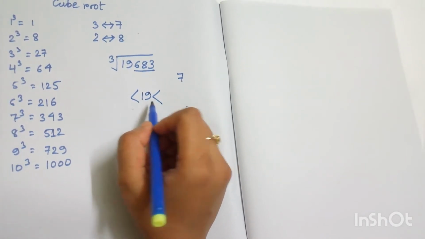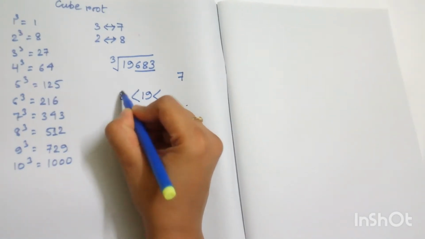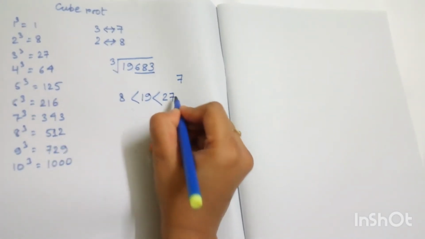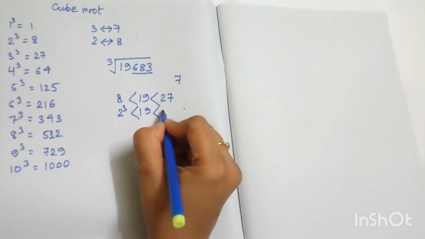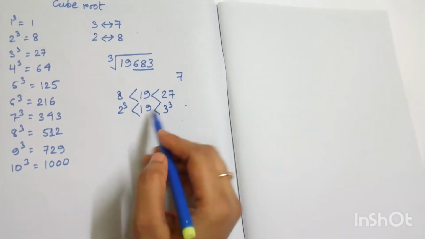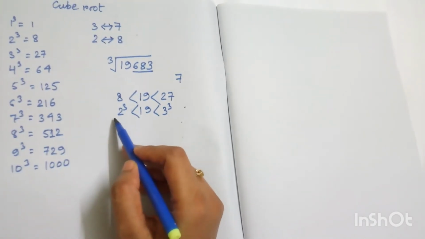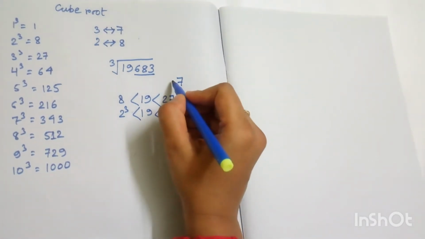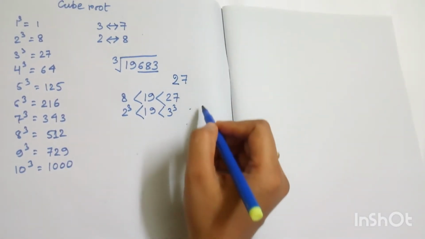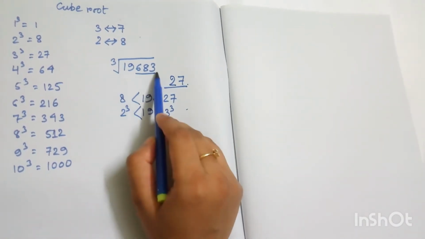Here you can see it is between 8 and 27. 8 and 27 means 2 cube and 3 cube. And here always take the smaller number. So the smaller number is 2. So it will be 27. The cube root will be this.